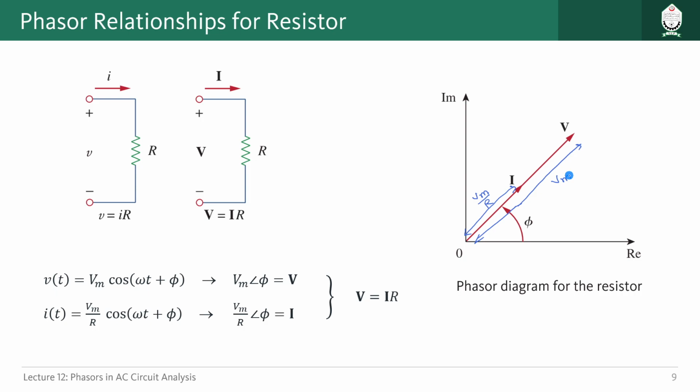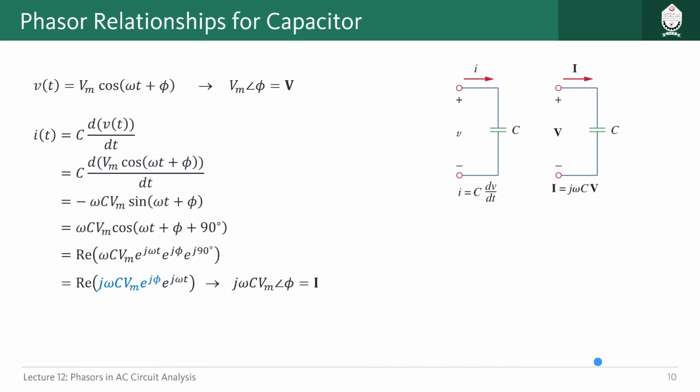As we had discussed earlier in the previous video, for a resistor, the voltage and current both have the same phase, but they may have different amplitudes based on the value of the resistor, right? So that is the relationship of voltage and current for a resistor. Now let us try to do the same thing for a capacitor also.